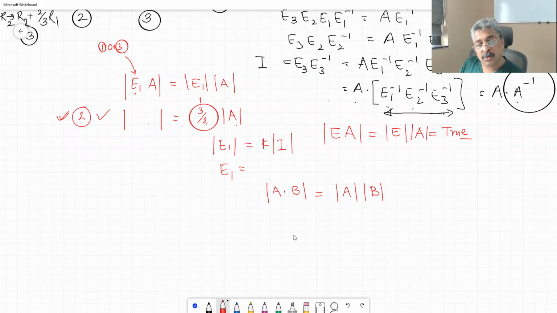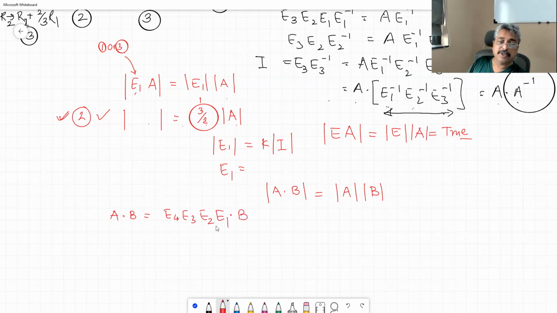Correct? So, matrix A into matrix B is equal to, in our case, A is E4, E3, E2, E1 times B. This is correct, right? So now we are supposed to look at, so I can write this matrix as E4, E3, E2 times E1B, that is A into B.